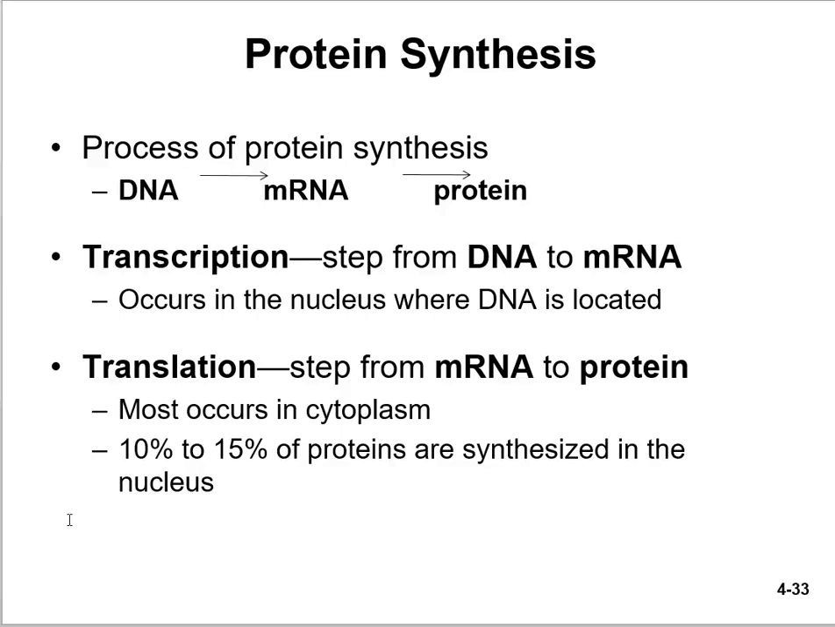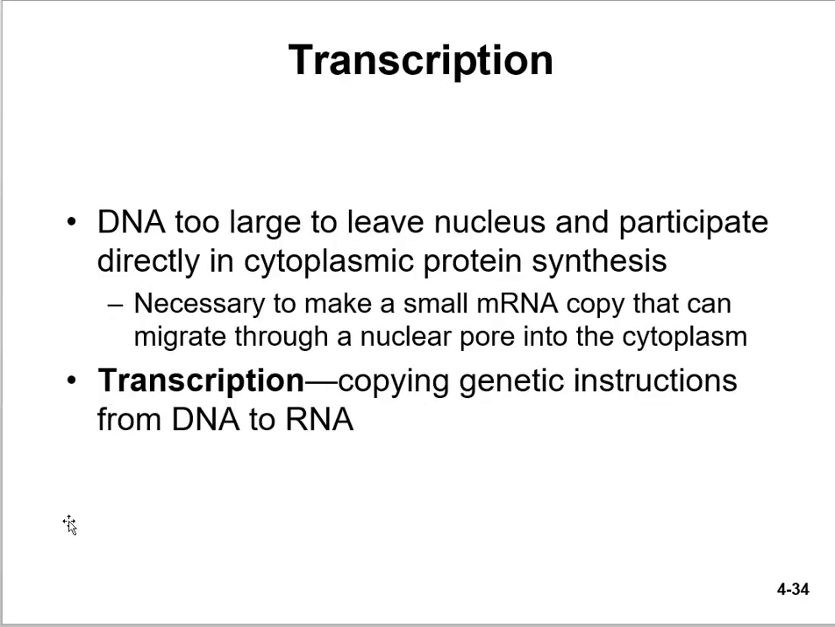Translation is the next step, which I've shown you before, where we actually start stringing together those amino acids in the correct order. We go from mRNA to protein. Most of this occurs in the cytoplasm at the ribosome. 10 to 15% of proteins are synthesized, though, in the nucleus. DNA is too large to leave the nucleus. That's why we need mRNA, because it can.